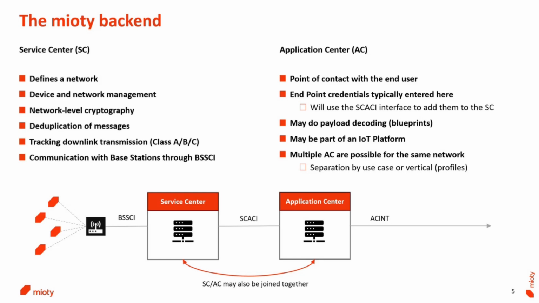The application center can also have a different architecture. In a lot of cases, the service center and application center are merged together and can run, as I told you, on the gateway or on a different server in the backend. But you can also have the application center being established as part of an IoT platform. These are the two options, or three options, let's say, that we can see in the field from our customers in big scale networks.